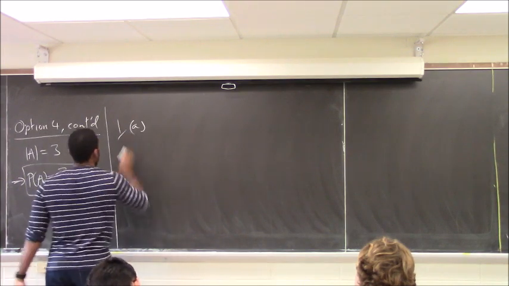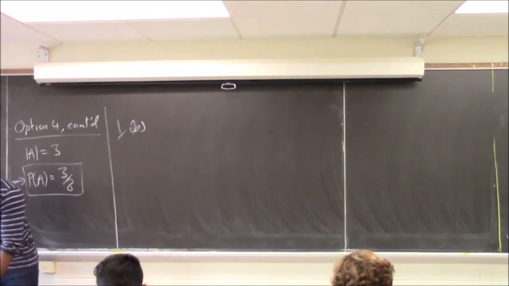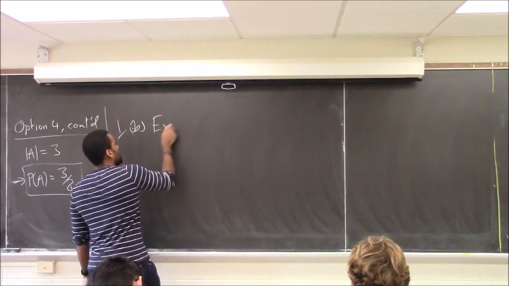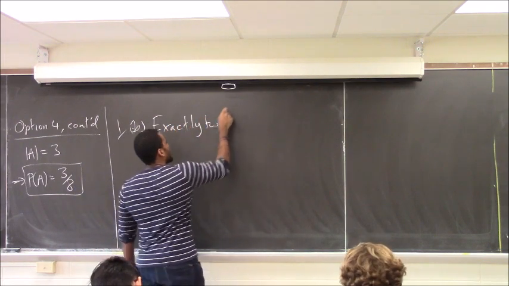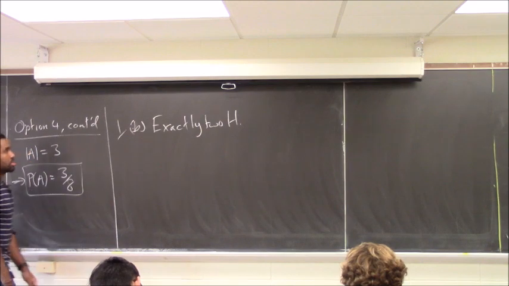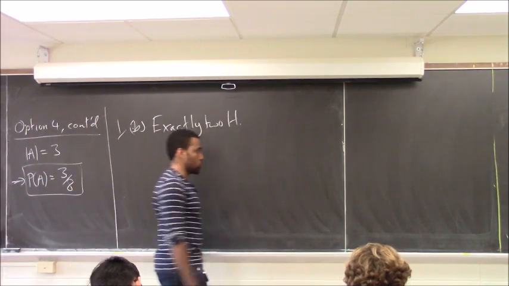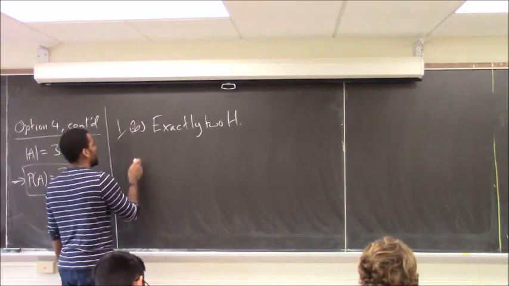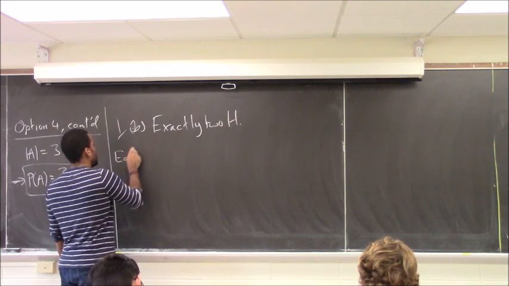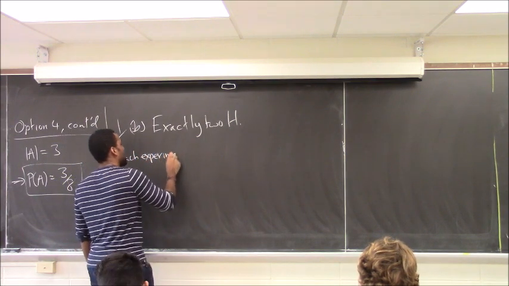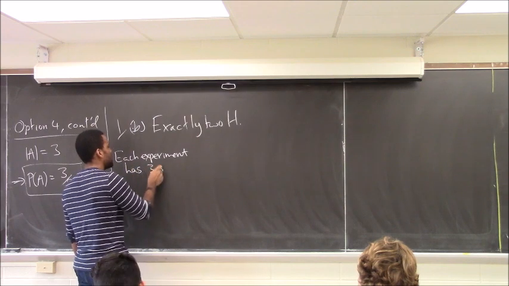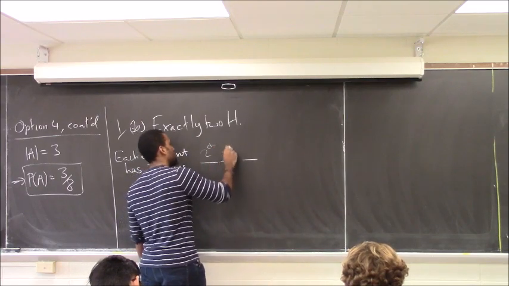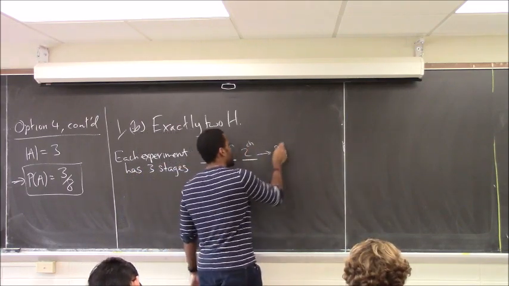Part B: exactly 2 heads. Now, I'm going to do option 4 here just because it's the shortest one to actually write down. So, each experiment has 3 stages with 2 choices, 2 choices, 2 choices. This means 8 total choices.